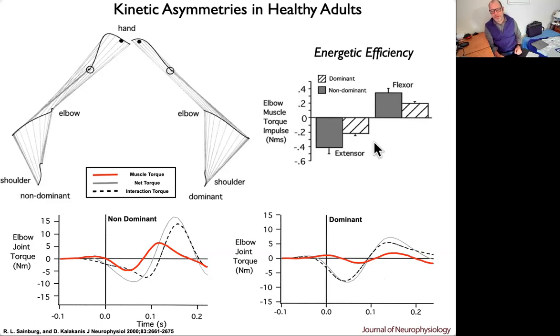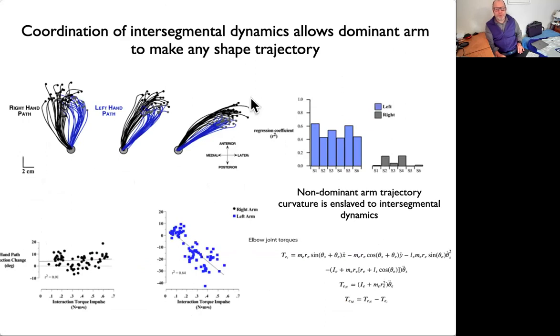If we look at energetic efficiency in terms of torque impulse, we've also calculated work and power in different studies. The dominant arm seems to be able to do roughly the same thing, a little different kinematically, with a lot more energetic efficiency. Right here, I have the hand paths plotted in a right-hand coordinate system, just for comparison. The left hand, in black here, tends to move out laterally, whereas the right hand tends to move in medially.